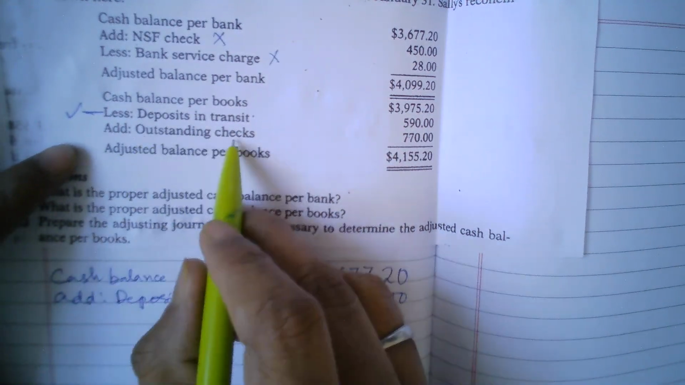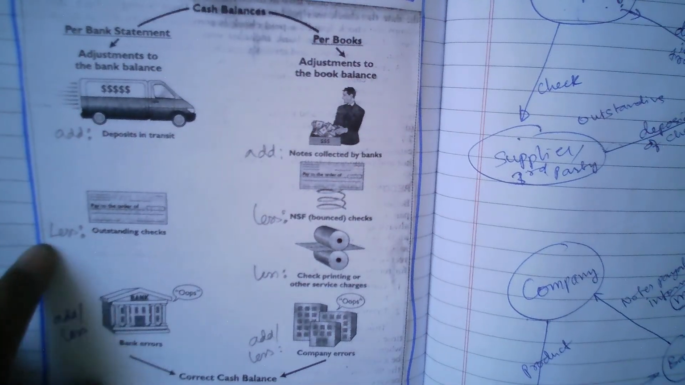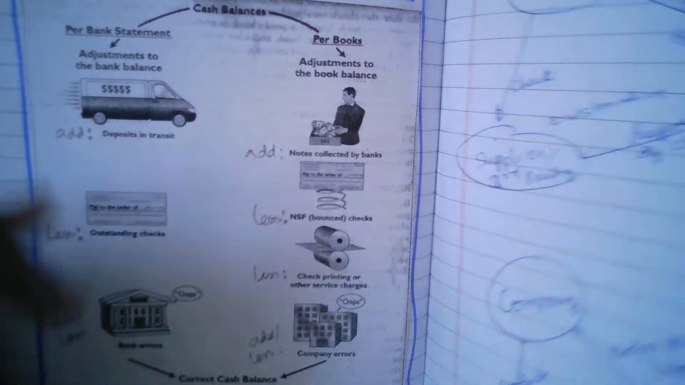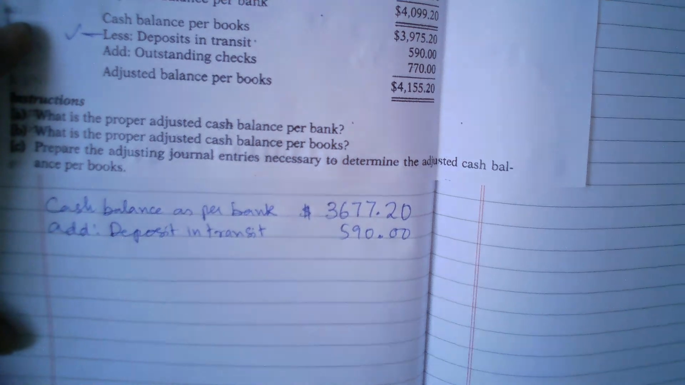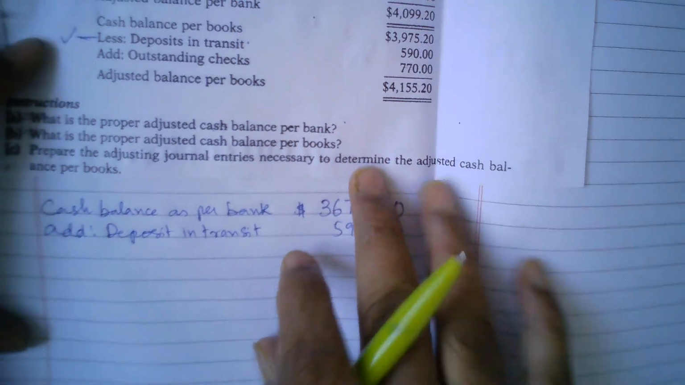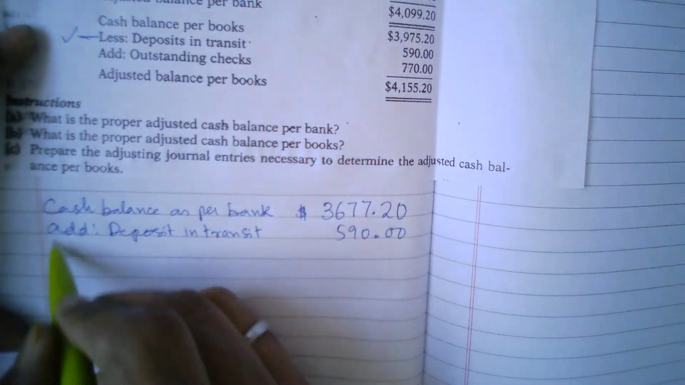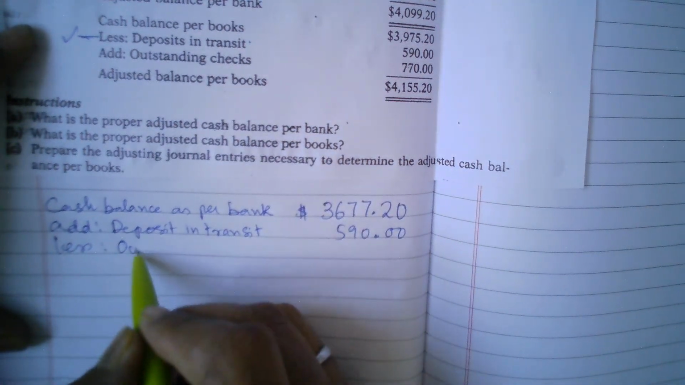Now what about outstanding checks? Outstanding checks also, you can see here I have explained, we have to reduce that. Outstanding check means the company has given a check, but the check has not yet reached the bank. Okay, so it's not add, it is less. So less outstanding check.